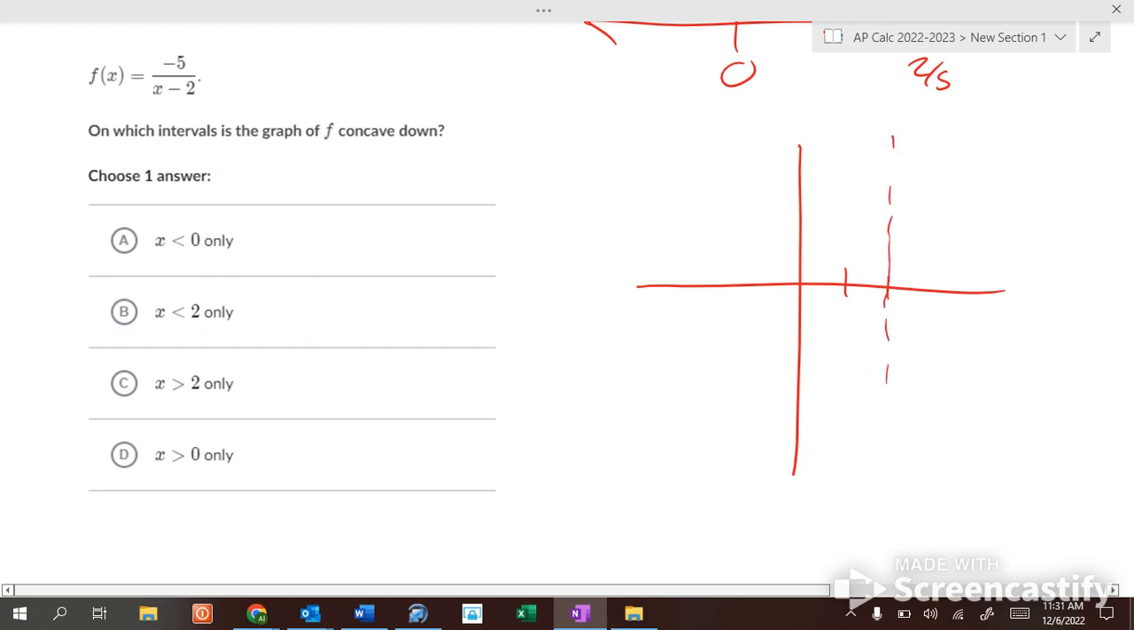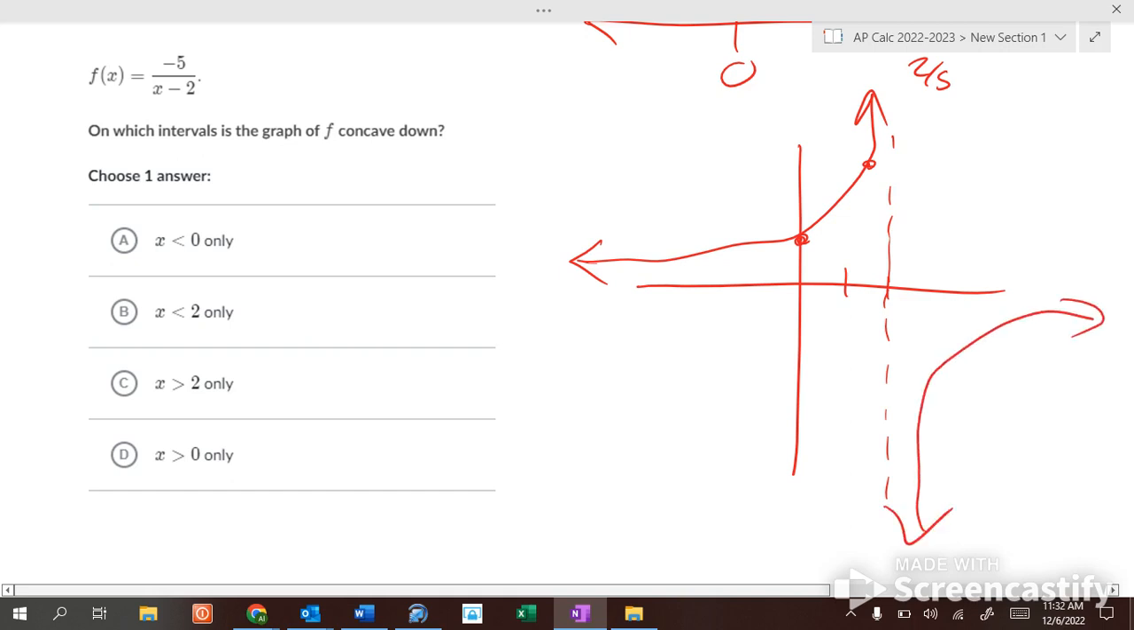If you plug in a 2, what happens? The bottom is 0, so it's an asymptote. Okay, so if you plug in a 0, you get a negative over a negative, which is a positive. You're positive somewhere over here. If you plug in like a negative 4, it's a negative over a negative, which is a positive. Let's plug in a 1 once. A negative over a negative, which is a positive 5. Because if you plug in 0, it's like 5/2, positive 5/2. If you plug in a 1, it's 5. So 5/2, 5. So what's happening is it's going up like this. So on the other side, it would be going like this. Okay, so that's what the graph looks like.